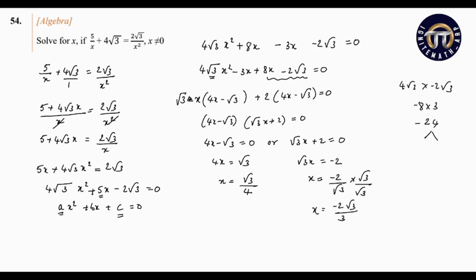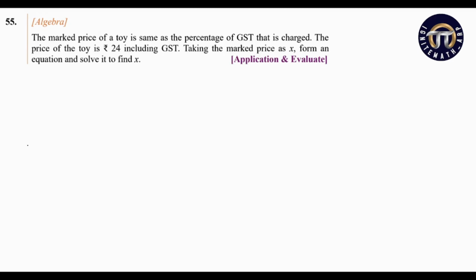Now let us go to the next question, question number 55. The marked price of a toy is the same as the percentage of GST that is charged. The price of the toy is ₹24 including GST. They are only telling what to take as x. So let the marked price of the toy be x. Then GST is also x percent. Taking the marked price x, form an equation and solve for x.